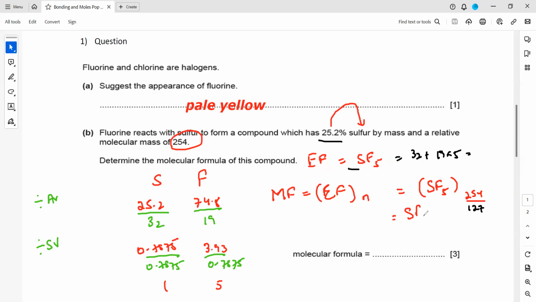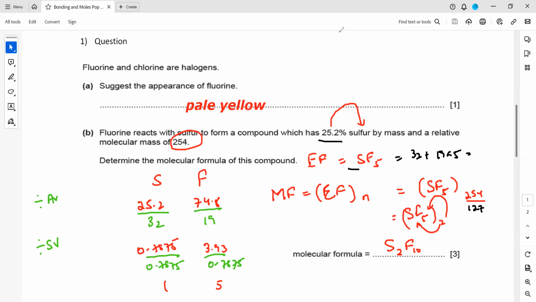So this is SF5 in a bracket, times 2, because when we divide them, we get 2. This 2 is multiplied with sulfur, and this 2 is multiplied with fluorine. So the final answer will be S2F10. That is the molecular formula of this compound.